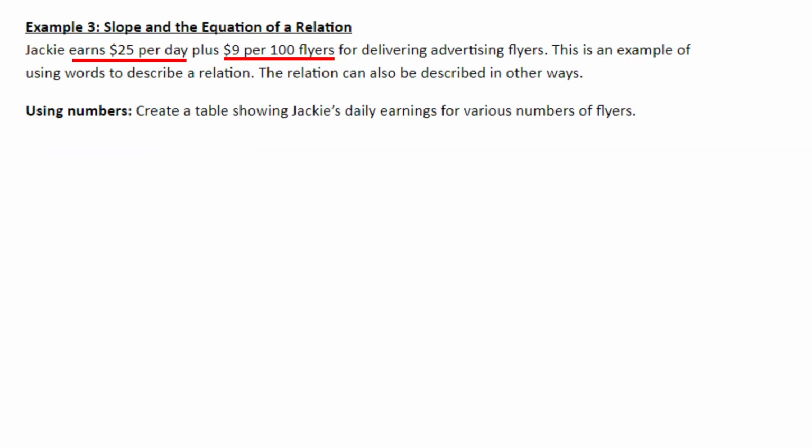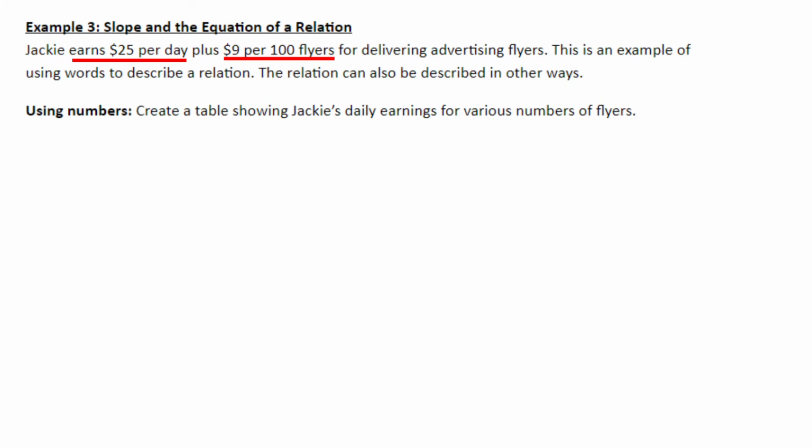Now, we have the slope and the equation of a relation. The question reads, Jackie earns $25 per day plus $9 per 100 flyers for delivering advertising flyers. Now keep in mind that this is an example of using words to describe a relation. Okay? Now, $25 per day would be our fixed cost, and the plus $9 per 100 flyers would be our variable cost. That's why they are highlighted. The relation can also be described in other ways.